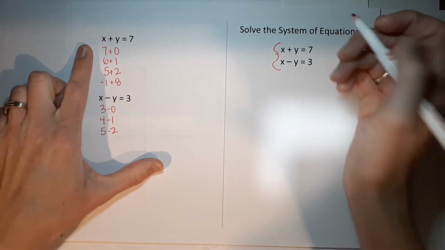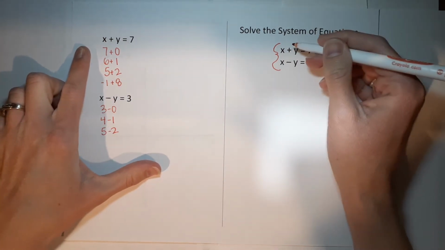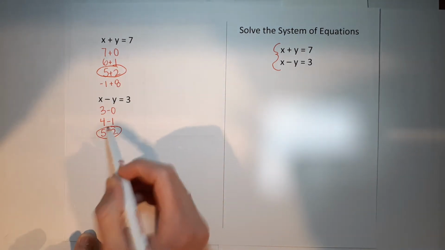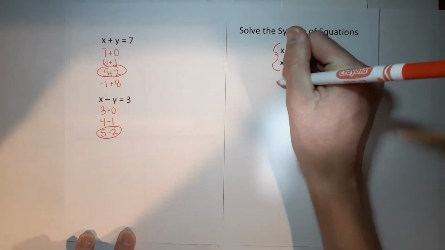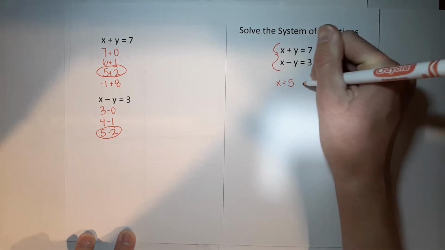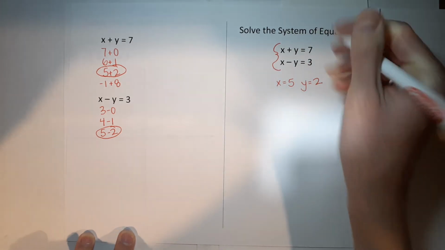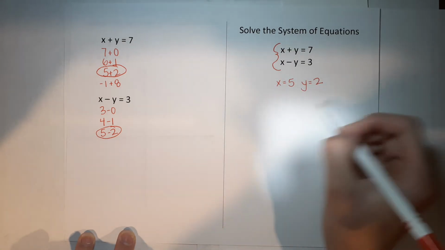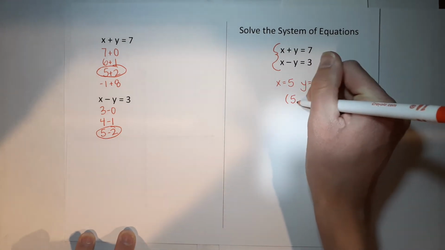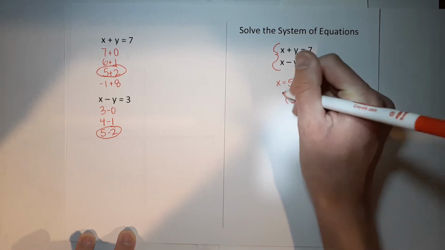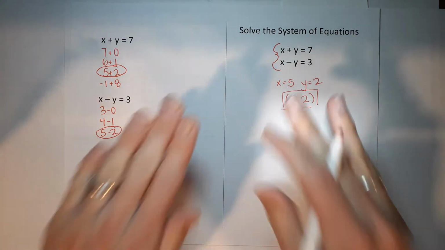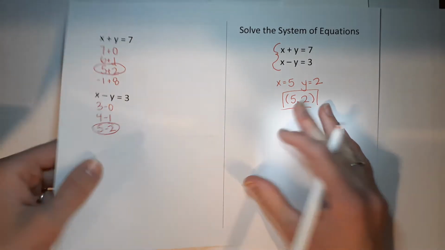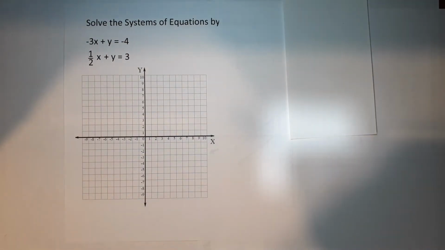So look at this. These ones are pretty simple, so I can pick out right here, 5 and 2, right? So x equals 5, y equals 2. Because 5 plus 2 is 7, 5 minus 2 is 3. So my answer to this system of equations is (5, 2). That's what they want. That's what we're doing, okay? So let's go.